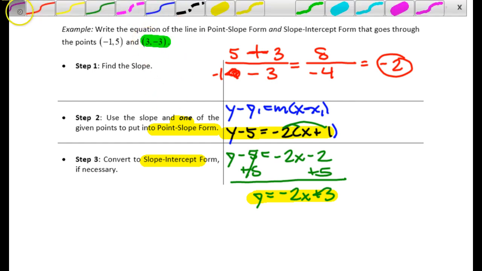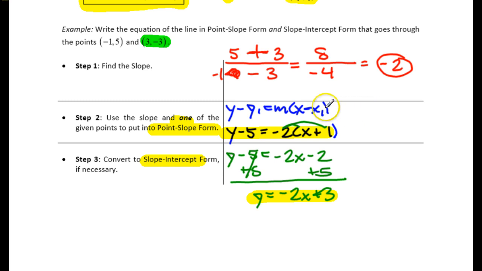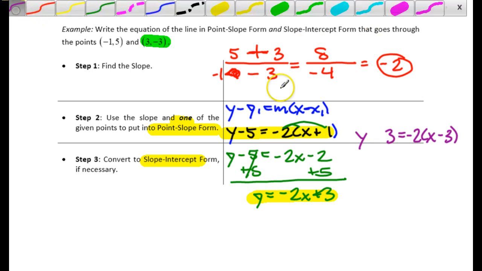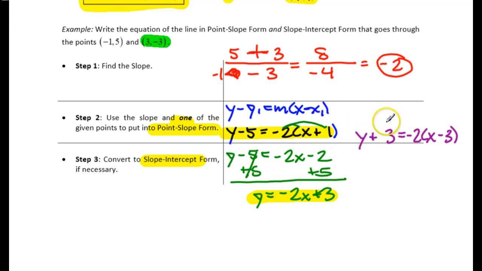Okay? So if I do that, here's what's going to happen. When I use the same formula, it's going to be y minus, and here my y is -3, equals, the slope is still -2, x minus, and here my x is 3. Let's take care of that double negative. Y minus -3 really means y plus 3. Okay? So this is my point-slope form. Now because it's a different point, this looks different, right? That's okay. So watch what happens when we convert it again to slope-intercept.